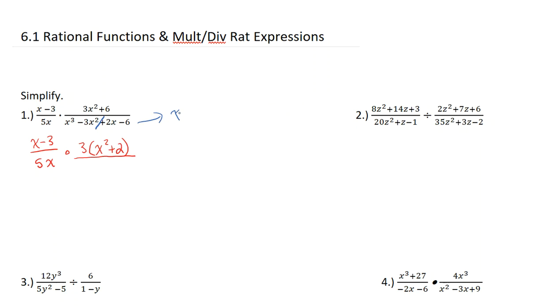I'll take out an x squared, and we're left with x minus 3. And then we'll take out a 2. And then we'll regroup. So it's going to be x squared plus 2 and x minus 3.